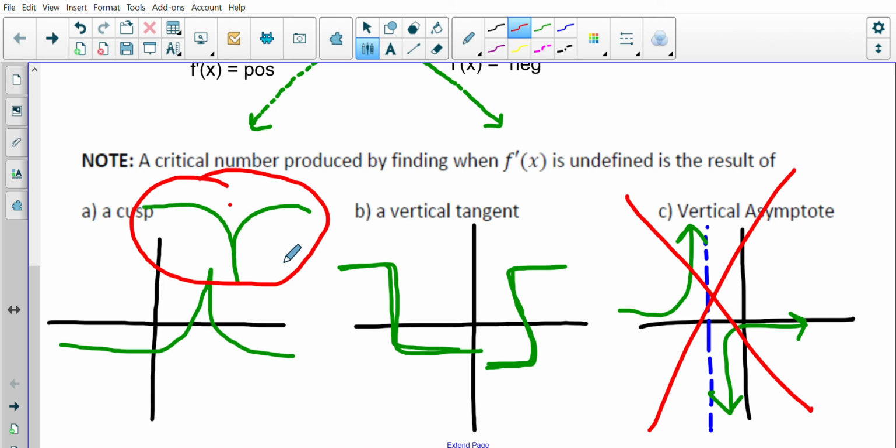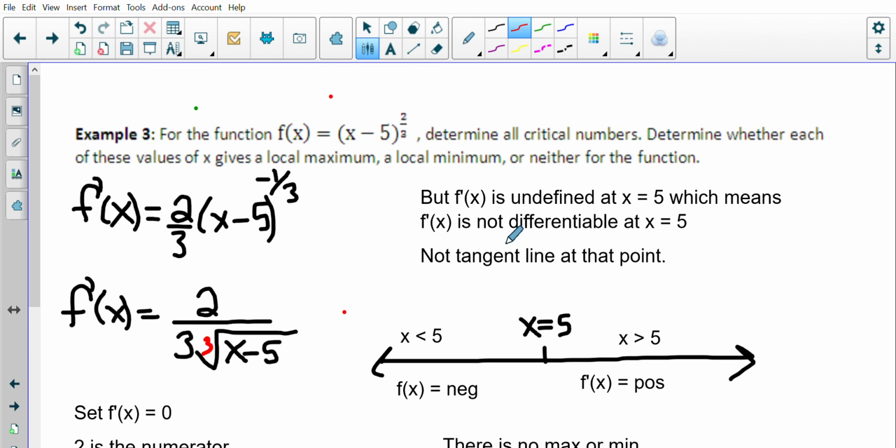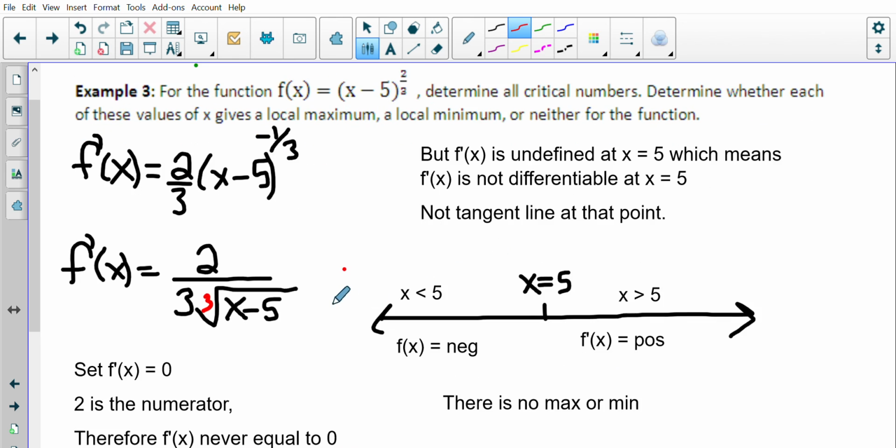And again, my critical number was found because our derivative was undefined. Our other situation is when your original function is undefined at that number. Then you know you've got a vertical asymptote. So there are all these situations, but here we had a cusp, not a vertical tangent, because the signs changed. The bottom line for this lesson is that we don't have a max or min there, because we found our critical number from our derivative being undefined.